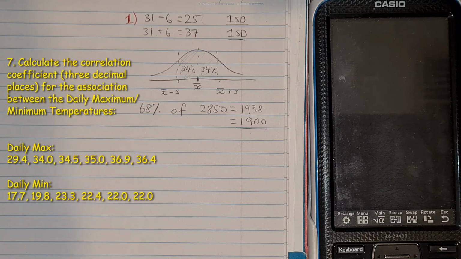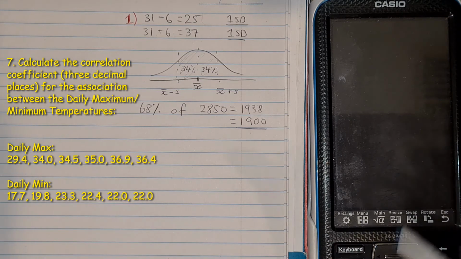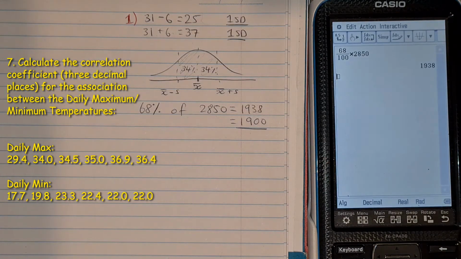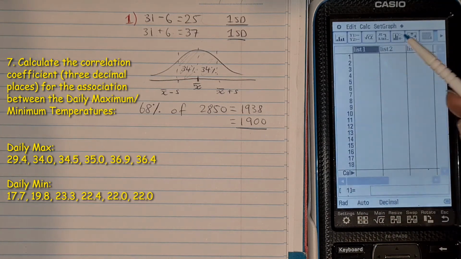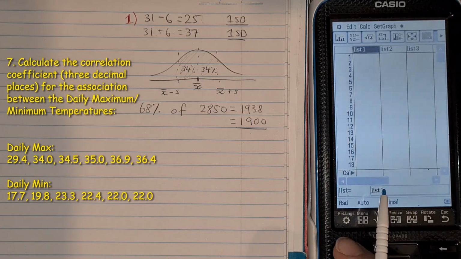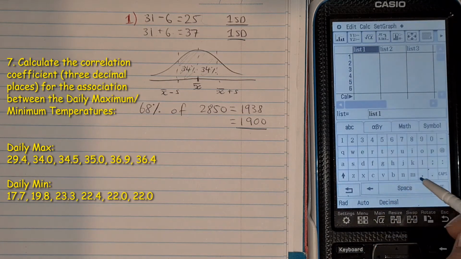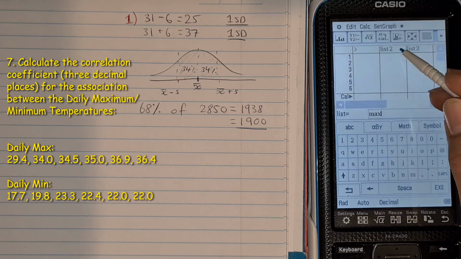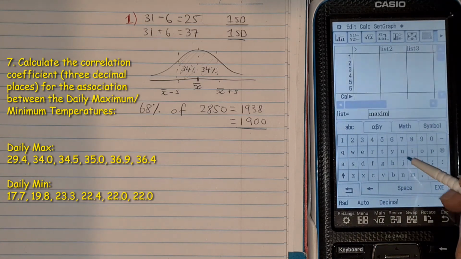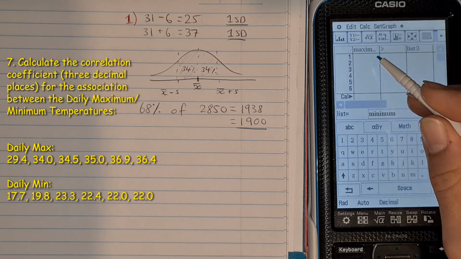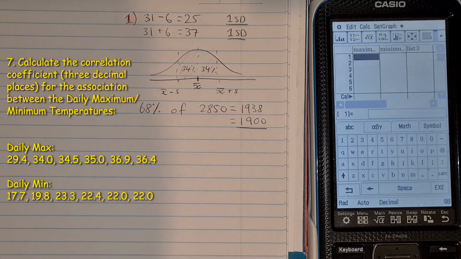Here we have calculate the correlation coefficient to 3 decimal places for the association between daily maximum and minimum temperatures, and our data is shown there. So to calculate the correlation coefficient between two variables, you want to start by going to statistics. Let's name this one max, maximum, and this one minimum. Now let's just fill out our data.